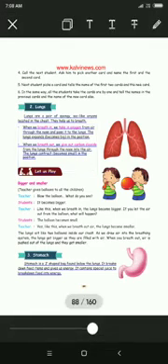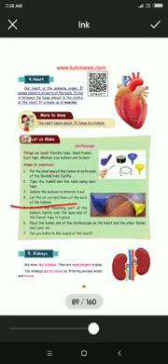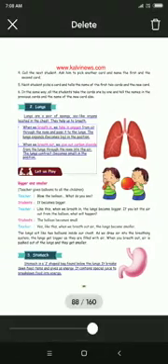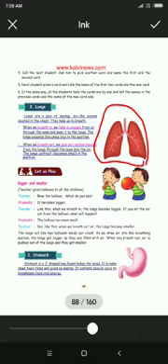Lungs are a pair of spongy, sac-like organs located in the chest. They help us to breathe. So the main function of the lungs is breathing. Again I repeat, lungs are a pair of spongy, sac-like organs located in the chest. They help us to breathe. This is the structure of the lungs. The lungs are spongy.